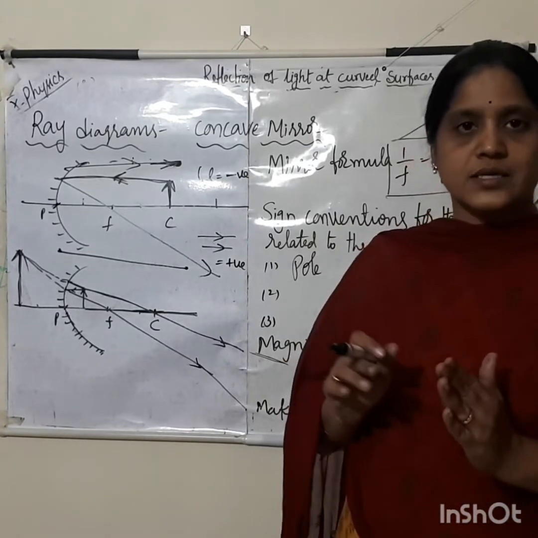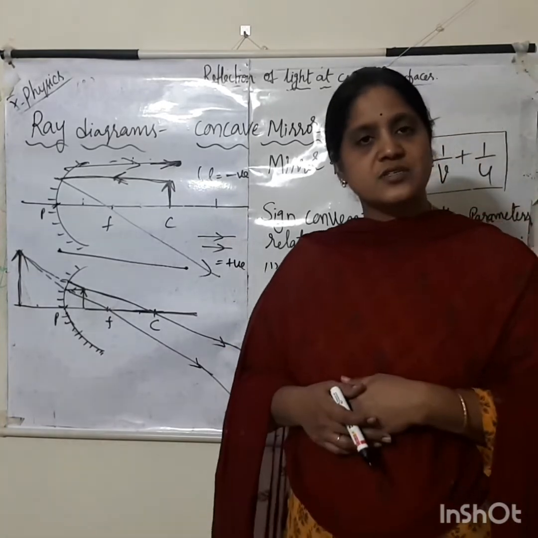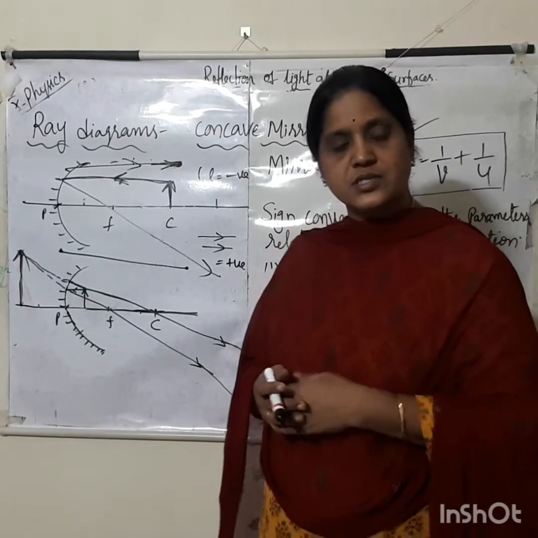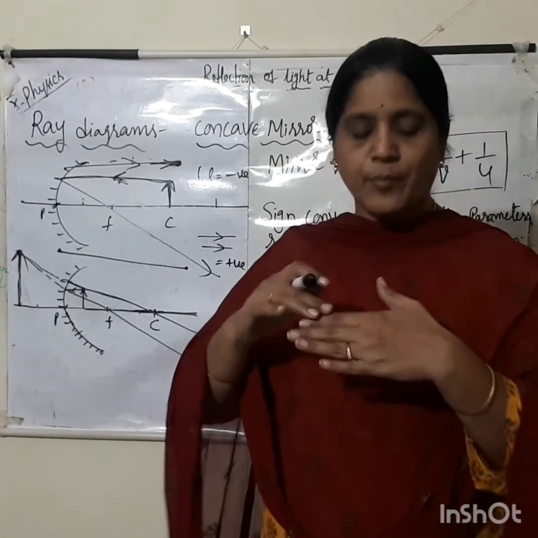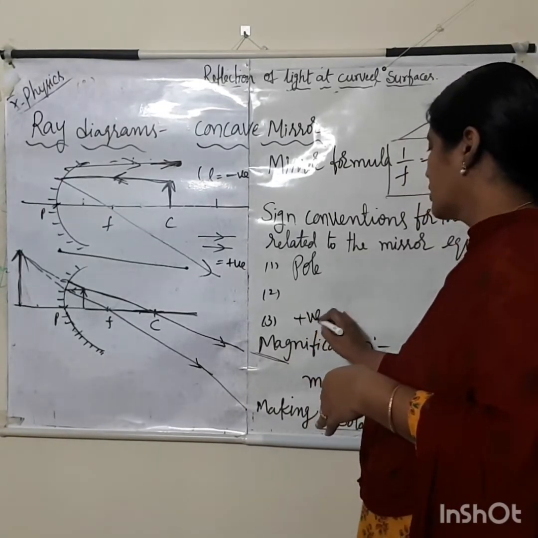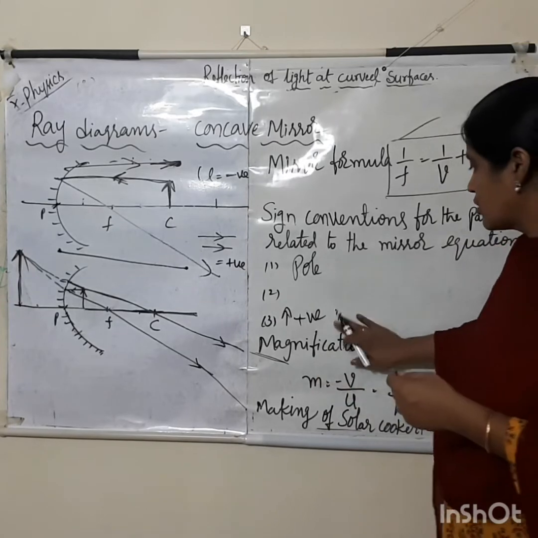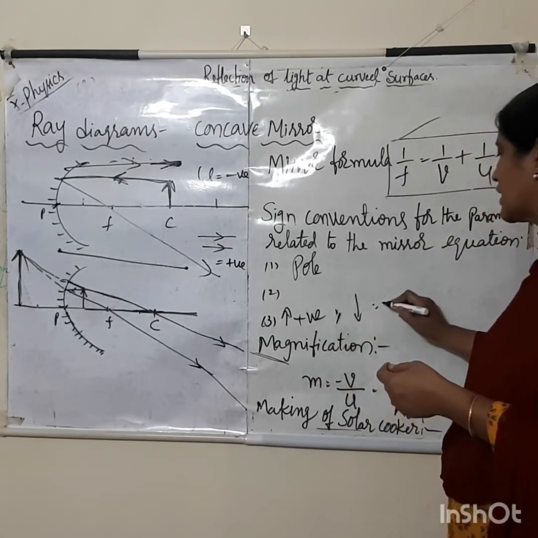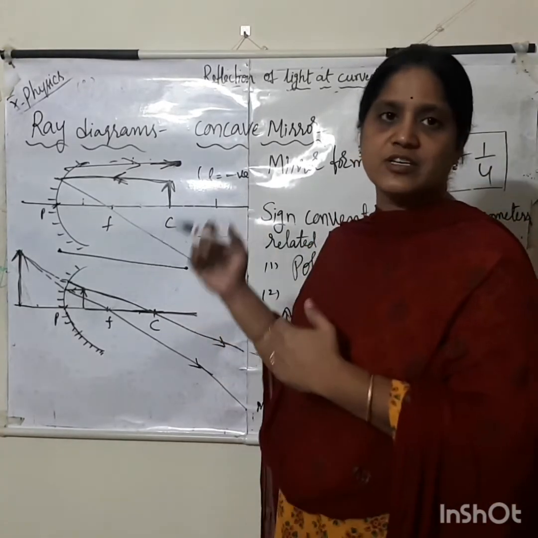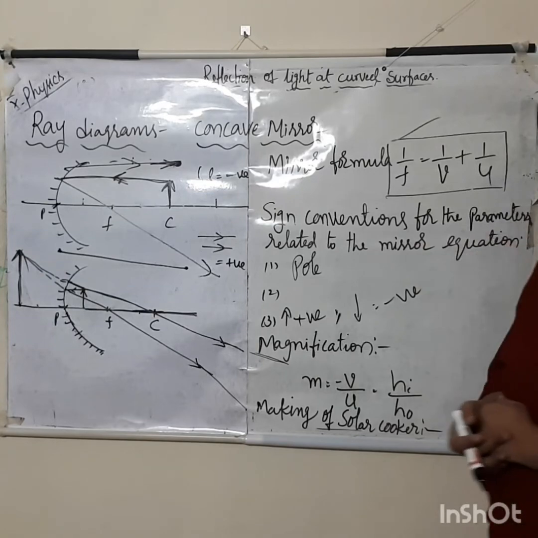And rule 3. For the height of the image or the height of the object, when you are finding it, if it is above the principal axis, you must take it as positive, and if it is below the principal axis, you must take it as negative. So these are the sign conventions related to the mirror equation.